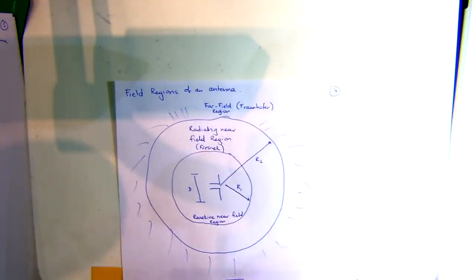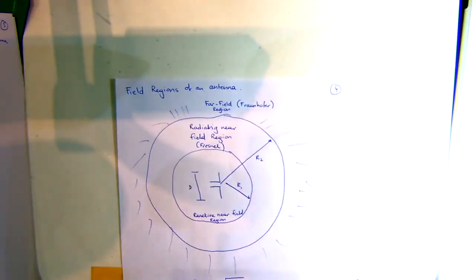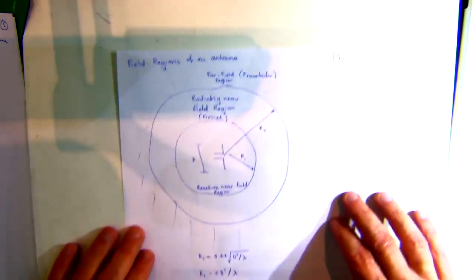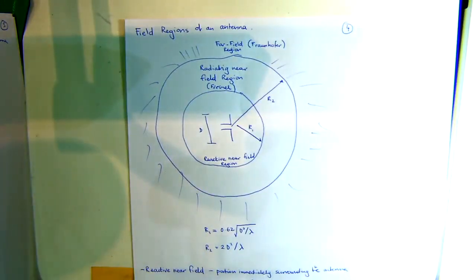Okay. Now, we'll talk a little bit about, and again, this is still some more background material, an antenna. In this particular case, we've got a little dipole antenna, and there are multiple regions. Depending on how far away we are from that antenna, we're going to see differences in the electric fields and the magnetic fields. And it's not as simple as the field being just larger in the near field.